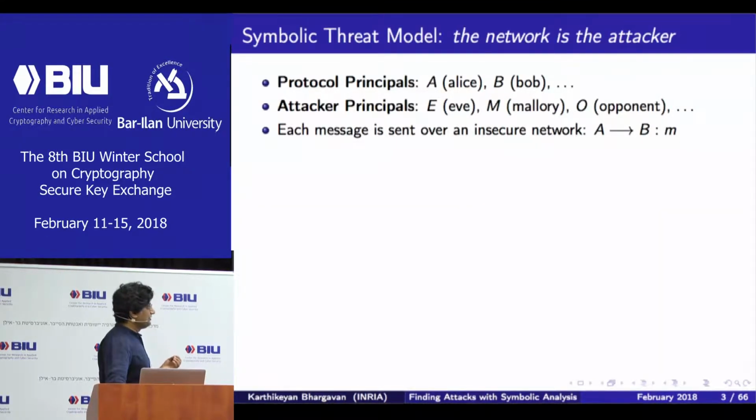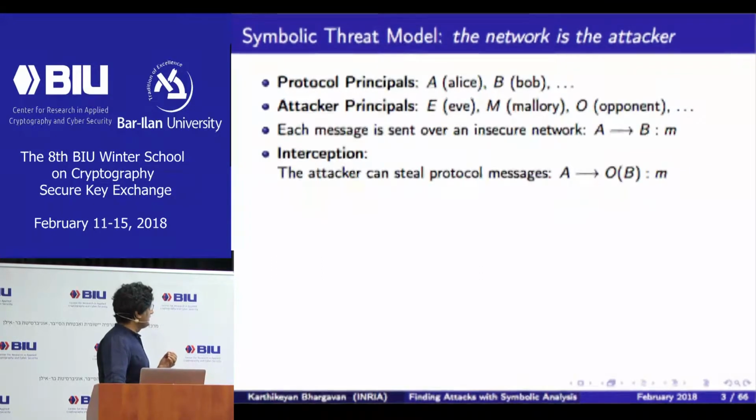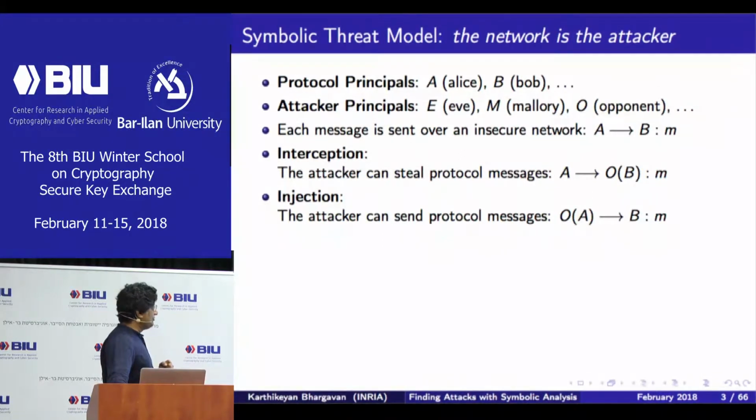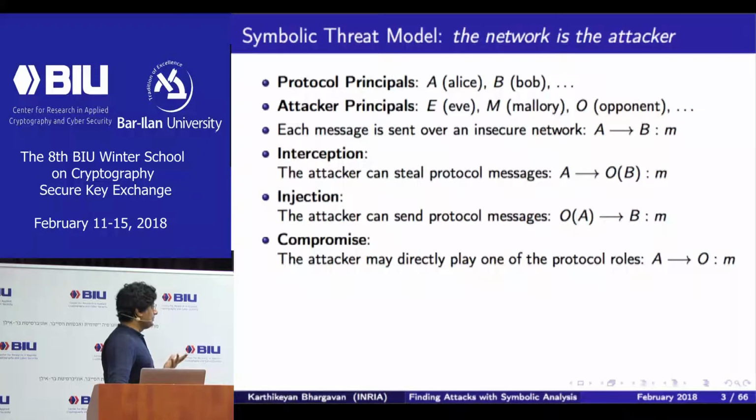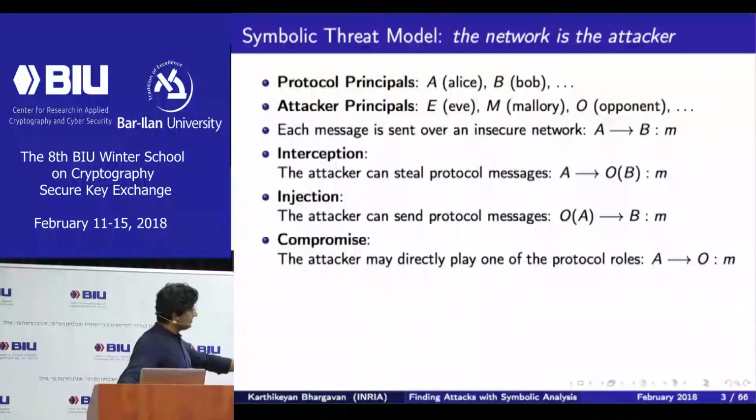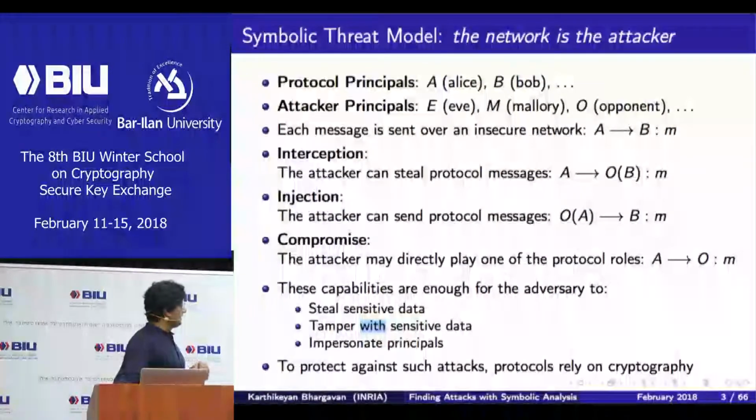The symbolic threat model is essentially that the network is the attacker, which means that the attacker can intercept messages. We say the opponent O, pretending to be B, can suck up a message meant for B. He can inject messages. So the opponent O, pretending to be A, can inject a message for B. And might be able to compromise one of the protocol roles. So O is pretending to be B in this, or O is a valid instantiation of the protocol, in this case one of the participants in the protocol.